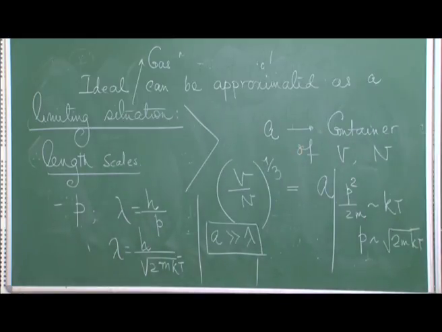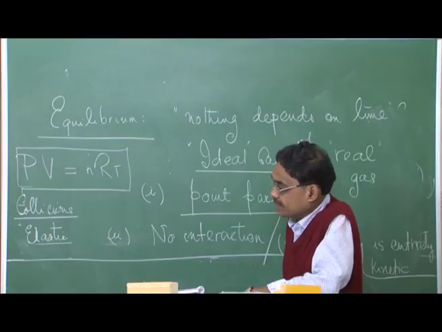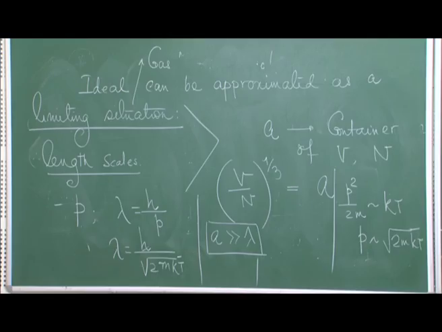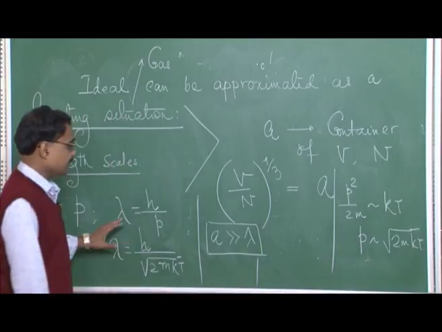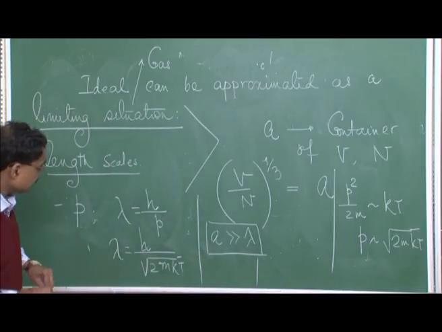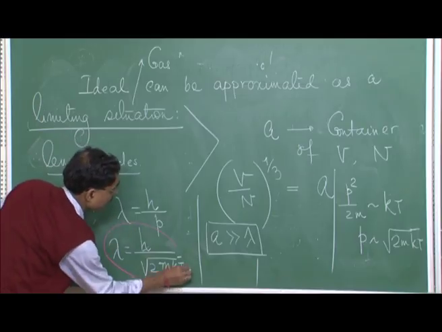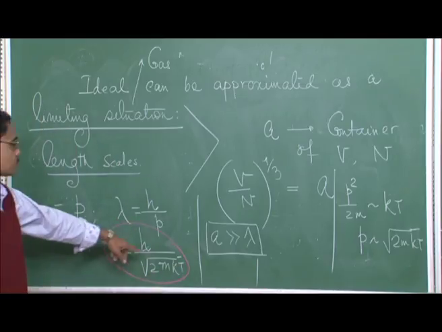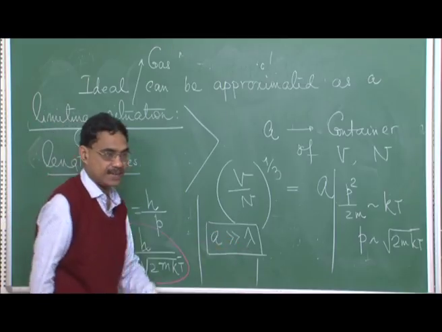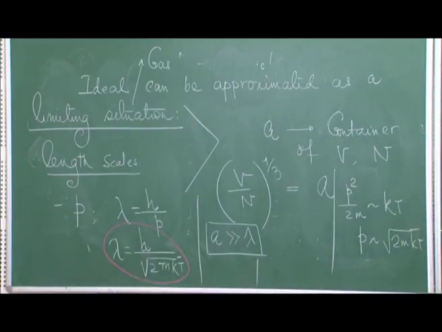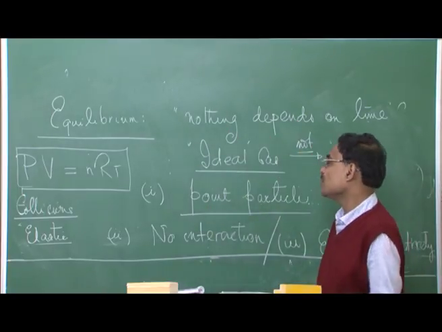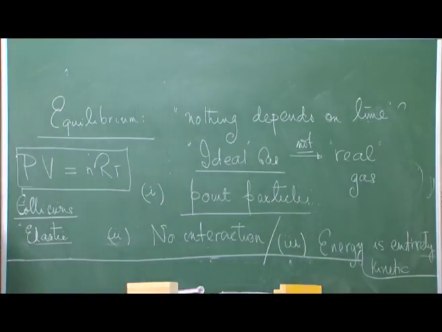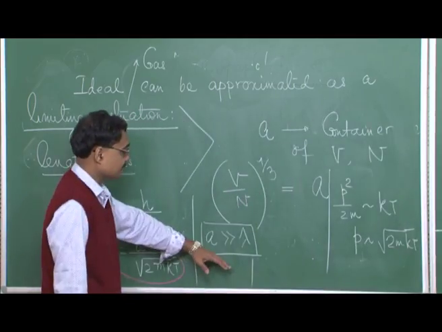How do you achieve that? You can achieve that in two ways. Firstly, increase the temperature. If you keep on increasing the temperature to very high values, your lambda becomes smaller and smaller. If this quantity becomes smaller, A is much greater than lambda is automatically satisfied. You can say I am just having some isolated particles that do not interact with each other, and this is a limiting situation where the ideal gas condition could be valid.